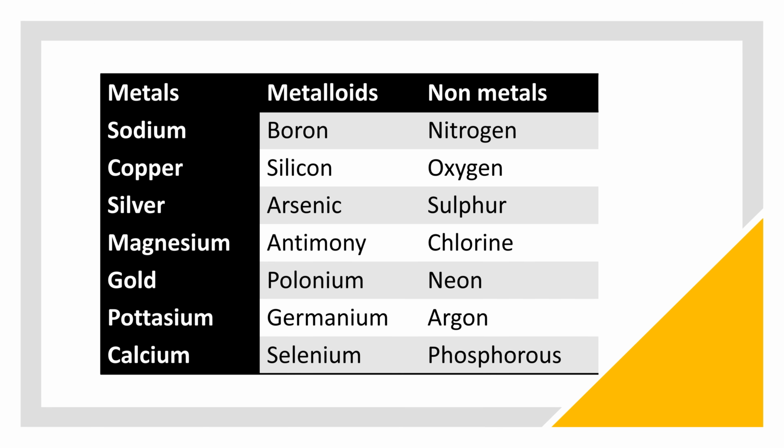Okay, recall that examples of metals are sodium, copper, silver, magnesium, gold, potassium, calcium. Examples of metalloids are boron, silicon, arsenic, antimony, polonium, germanium, selenium. Examples of nonmetals are nitrogen, oxygen, sulfur, chlorine, neon, argon, phosphorus. So it is important for you to remember these examples.